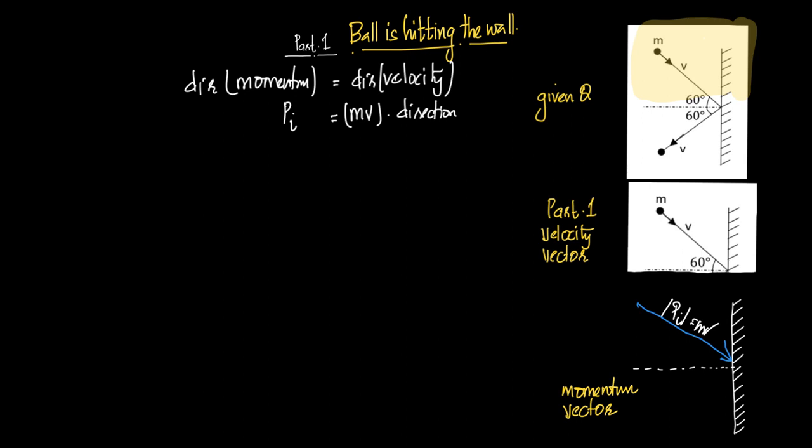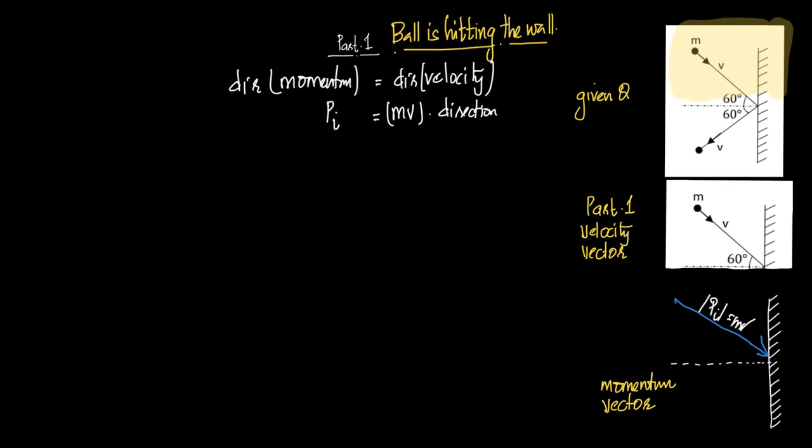To find that, I'll draw a diagram here. Let us say this represents the initial momentum vector AB. The magnitude of AB is equal to the magnitude of the initial momentum vector, which is mass into velocity. Now I'm going to resolve this vector into two components. Let me call AC the vertical component, and CB the horizontal component.